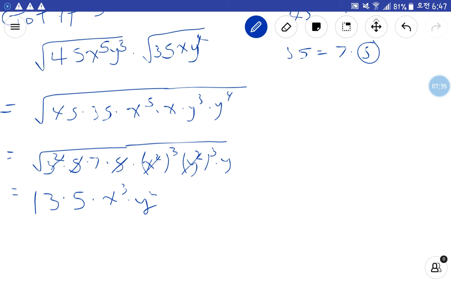And then close it. That's 3, guys. And you have a square root of y. Alright, now we are going to think about it. So, 3 times 5, that becomes 15, right? And then we have x cubed here and y cubed here, and then the square root of y.